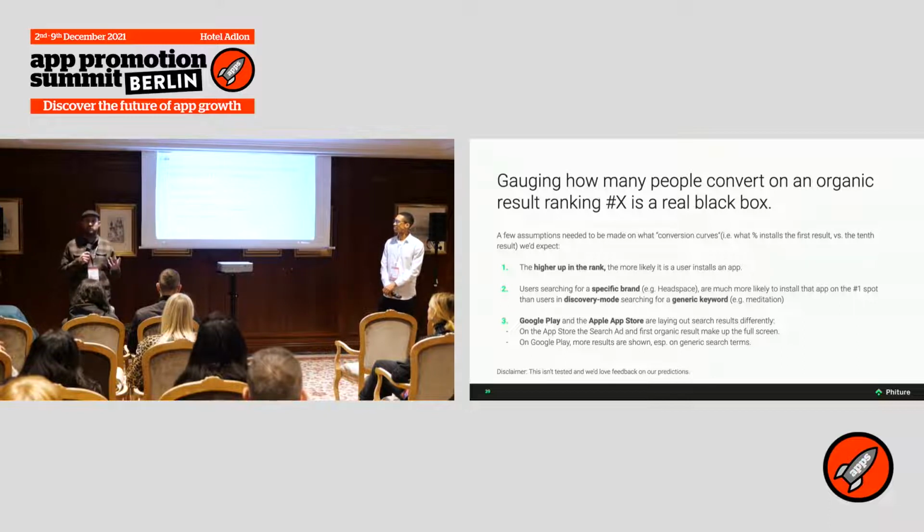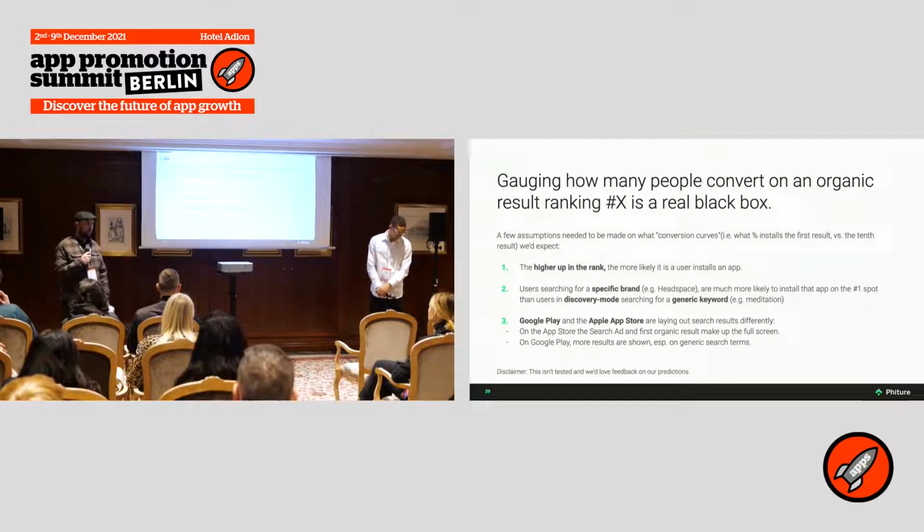Secondly, people searching for a specific brand, like if they're typing in Headspace in the App Store, then they probably want to convert on that, want to download that specific search result. So for branded searches, there's a lot less discovery going on, whereas for generic searches like meditation, people are still a little bit in exploratory mode, looking at the screenshots, comparing the different meditation apps out there, and then converting on either of the top 10 search results. And then thirdly, the Google Play Store and the Apple App Store are also laid out very differently, right?